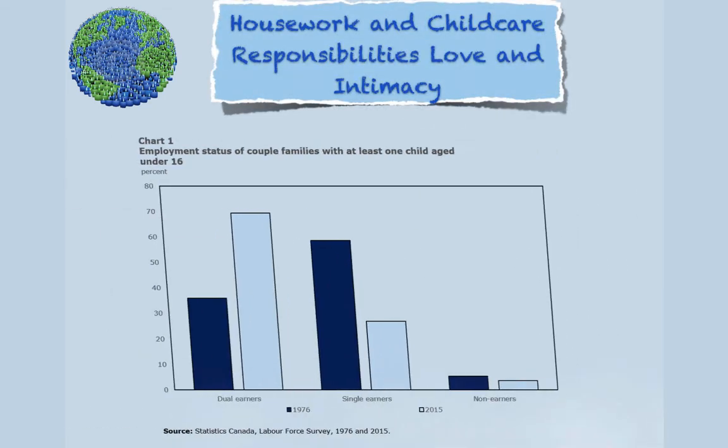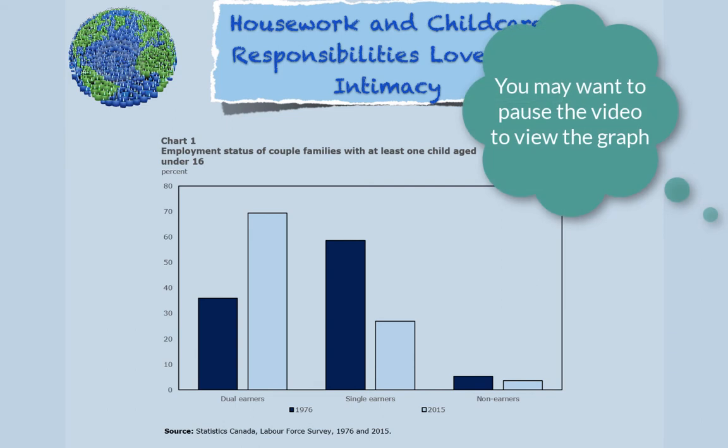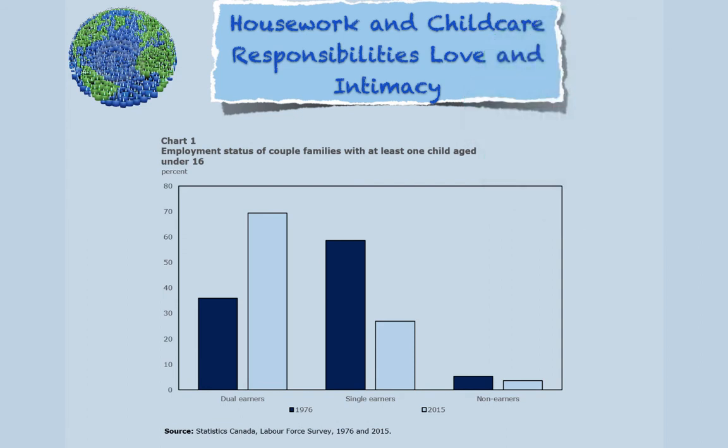So when we consider something that happens a lot within families, it is the household work and childcare responsibilities. About 70% of families are dual earners, families in which both partners are part of the labor force. This graph shows the difference between 1976 and 2015 between dual earners, single earners, and non-earners. And you can see over time the number of dual earners has increased.